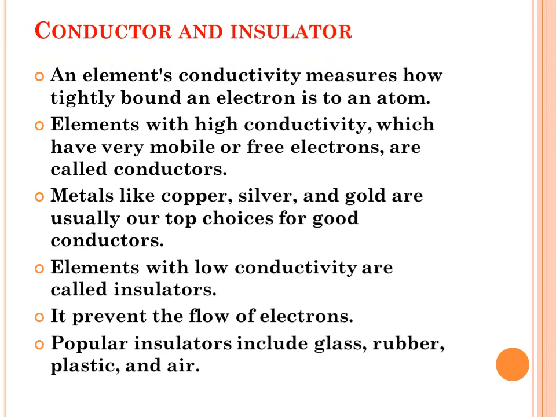Now, on the basis of that topic, we can distinguish between a conductor and an insulator. An element's conductivity measures how tightly bound an electron is to an atom. Elements with high conductivity, which have very mobile or free electrons, are called conductors. Copper, silver, and gold are usually our top choices for good conductors. And elements with low conductivity are called insulators. They prevent the flow of electrons. The popular insulators include glass, rubber, plastics, and air.